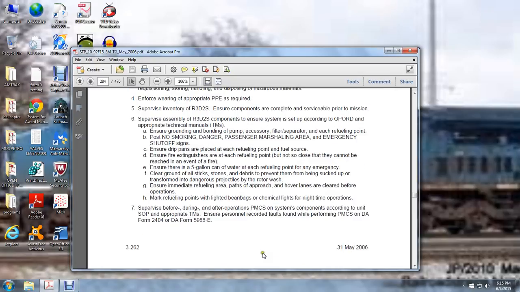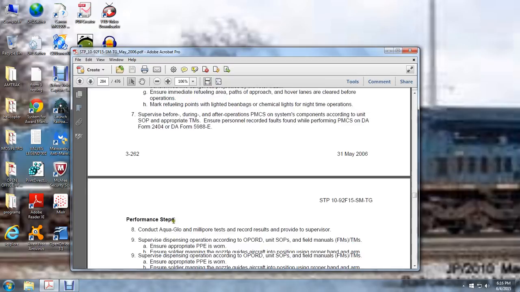Supervise before, during, and after operation preventive maintenance checks and services on system components according to the standing operating procedures and appropriate TMs, and ensure the personnel record faults found while performing the preventive maintenance checks and services on the DA Form 2404 and DA Form 5988E equipment maintenance inspection.